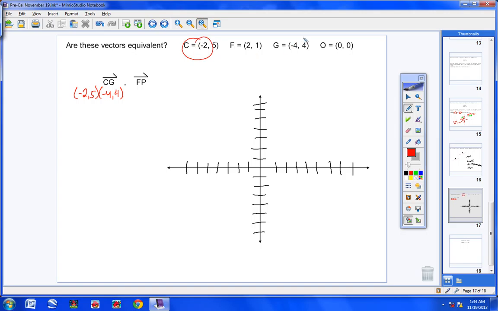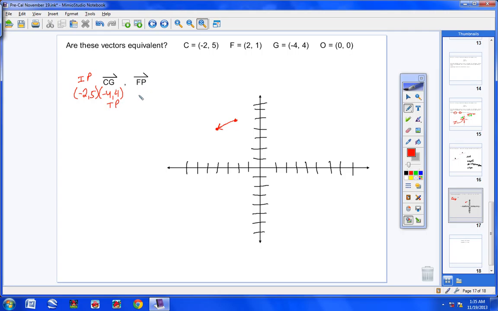Here's C, here's G. Now you know what this means? What letter came first over here, C or G? Well, C did. So this is your initial point, and this is your terminal point. So initial point, negative 2, 5. Terminal point, negative 4, 4. So about right here, kind of a small vector. This is my negative 2, 5, my initial point, and it goes this way. And when it hits this point, I put an arrow right there. There we go.